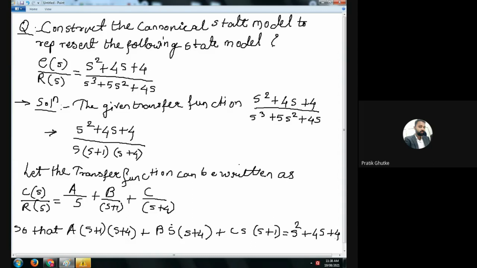Have you understood up to here? Yes, please reply. Now I have to calculate the values of A, B and C. Yes, please reply in the chat box. Have you understood up to here? Then I will move forward. Yes, sir. Okay.